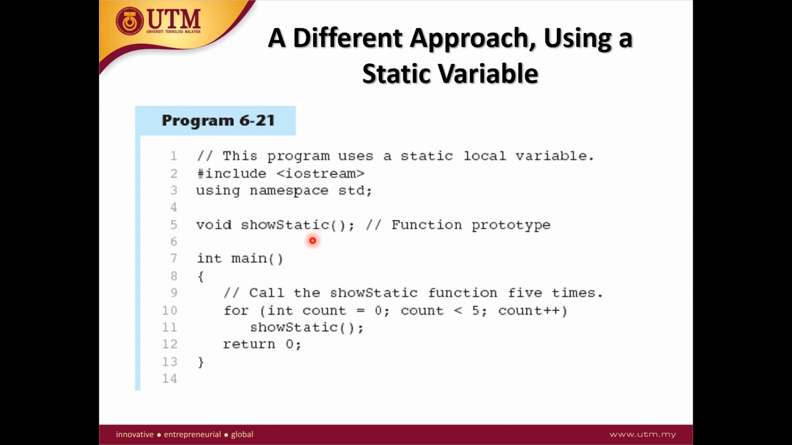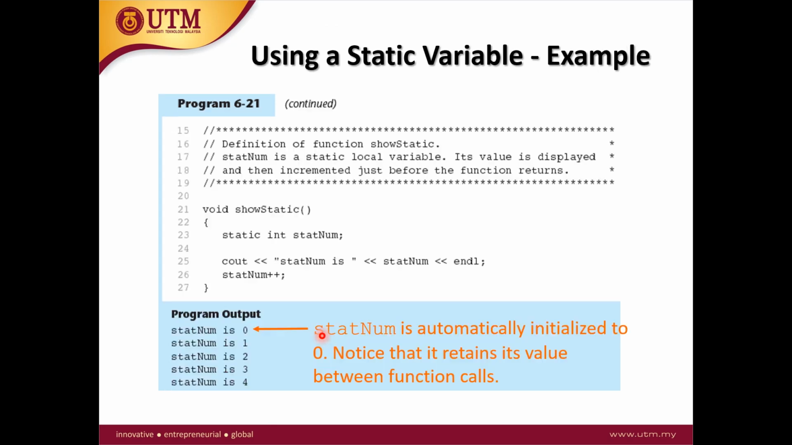But here in this program we are going to use static local variables. Look here, we are defining this function prototype. In the main function, we've got this loop which iterates 5 times, and we are calling this function 5 times. Let's see what happens in the first call. We are defining static int stat num and printing it. The value the first time is going to be 0. We said that the value is going to be 0 initially if you don't initialize it, and then we increment it by 1, so it's going to be 1.